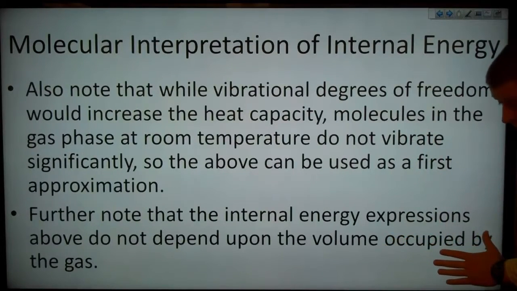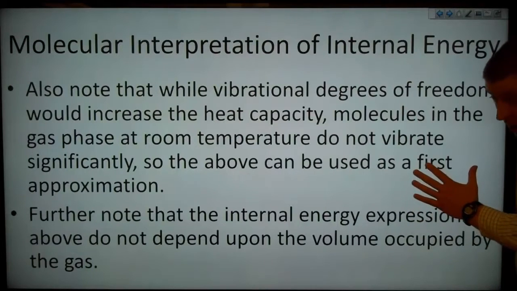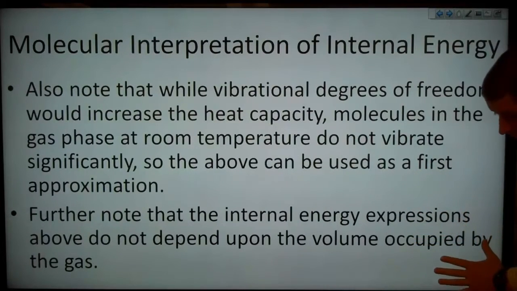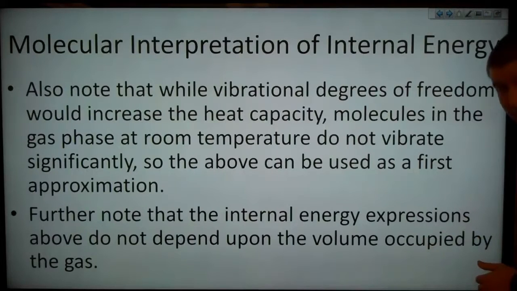Further note that the internal energy expressions that we've shown above do not depend upon the volume occupied by that gas.